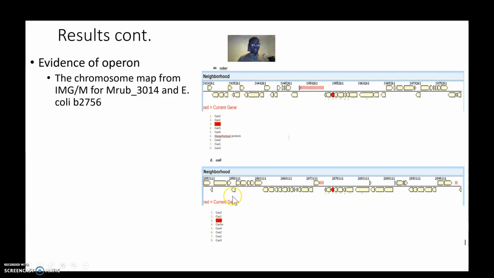The top is the M. ruber, the bottom is E. coli. The red highlighted genes are Cas E, which for M. ruber is the mROB 3014, and for E. coli is the B2756. And the neighboring genes that are flanking the highlighted genes are essentially the same in both species.